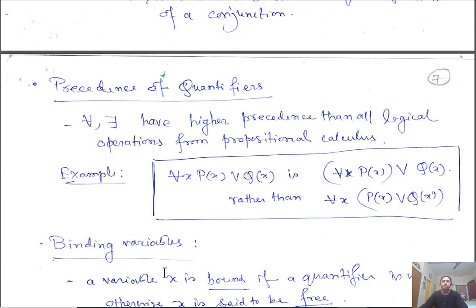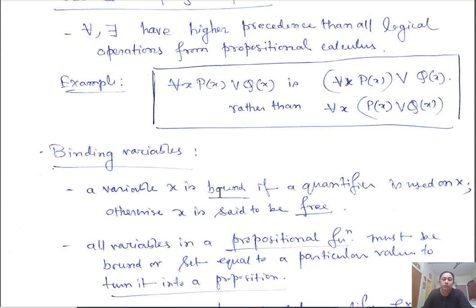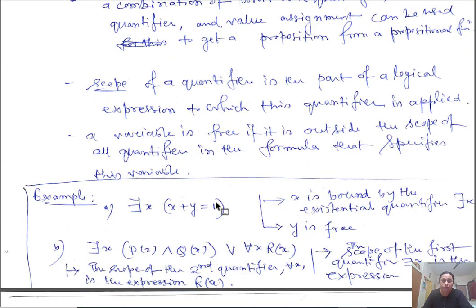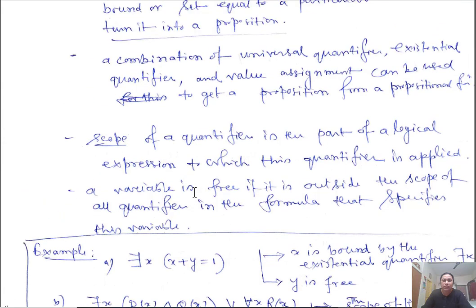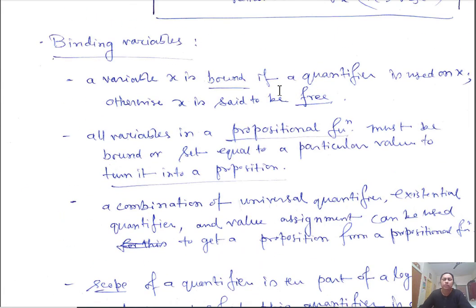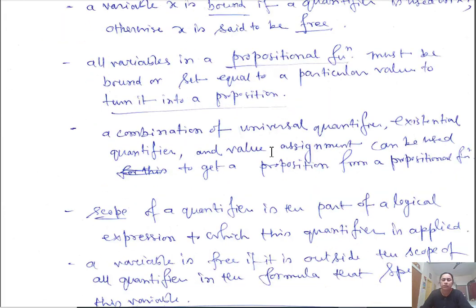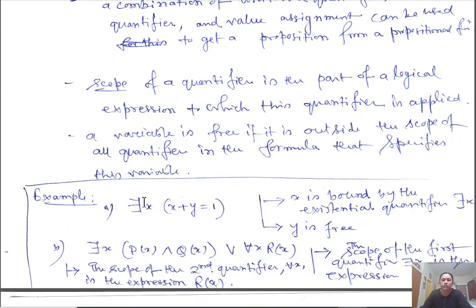Okay, so there are binding variables. Say, for example, I have this: there exists x such that x plus y equal to 1. So x is bound by this existential quantifier. There exists x, x is bound here. y is a free variable here. This is binding of variables. x is bound here with this there exists quantifier. y is free.